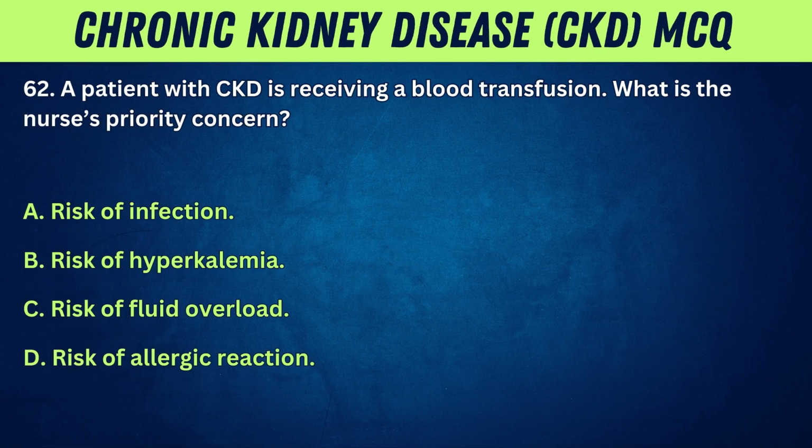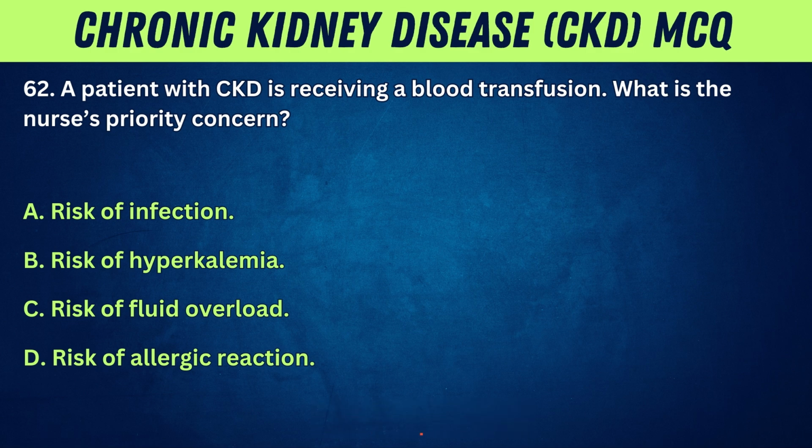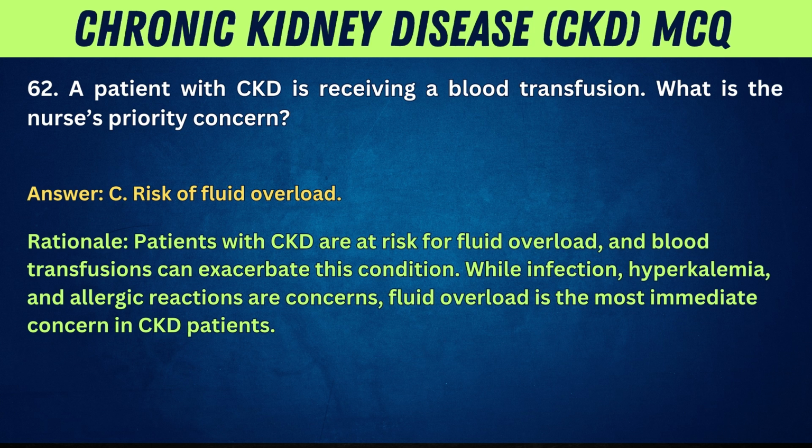62. A patient with CKD is receiving a blood transfusion. What is the nurse's priority concern? A. Risk of infection. B. Risk of hyperkalemia. C. Risk of fluid overload. D. Risk of allergic reaction. Answer: C. Risk of fluid overload. Rationale: patients with CKD are at risk for fluid overload, and blood transfusions can exacerbate this condition. While infection, hyperkalemia, and allergic reactions are concerns, fluid overload is the most immediate concern in CKD patients.